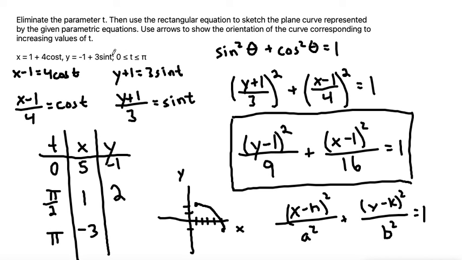Plugging in pi for sine, the sine of pi is 0. So this term goes to 0, and it leaves us just with -1. So our last point over here would be x is -3 and y is -1. So our curve is going to come back down like this. And because we started on this side and we ended on this side, we know that our arrows would need to be pointed in this direction.